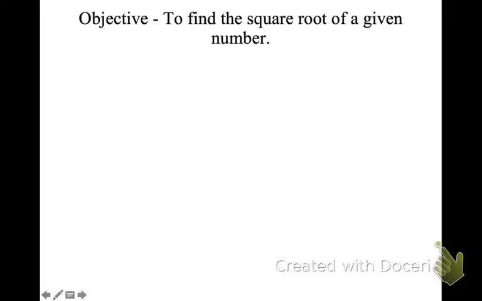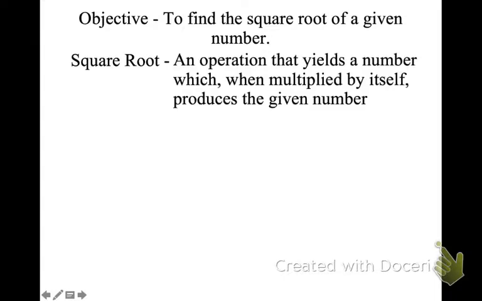All right. When we're talking about square roots, a square root is an operation that yields a number which, when multiplied by itself, produces that given number. For instance, when we have the square root of 16, what times itself equals 16? 4 is the square root of 16, because 4 times 4 equals 16. Okay?